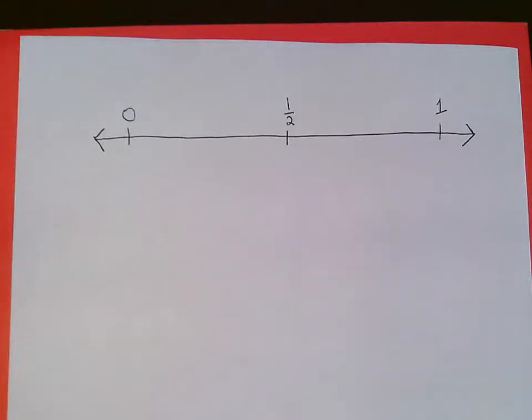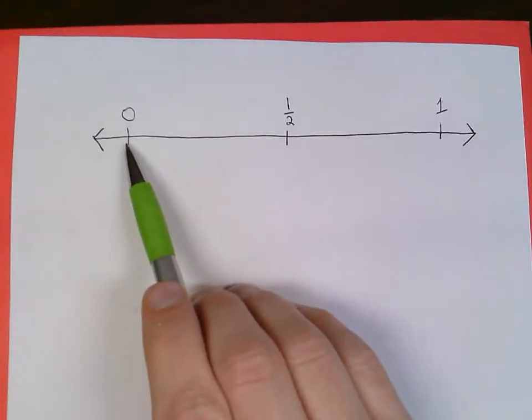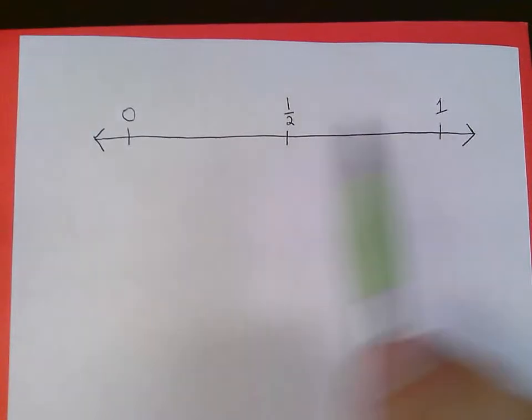All proper fractions fall between 0 and 1. A proper fraction is any fraction where the numerator is equal to or smaller than the denominator. That means the top number is not larger than the bottom number. So any fraction where the top number is equal to or smaller than the bottom number will be between 0 and 1.